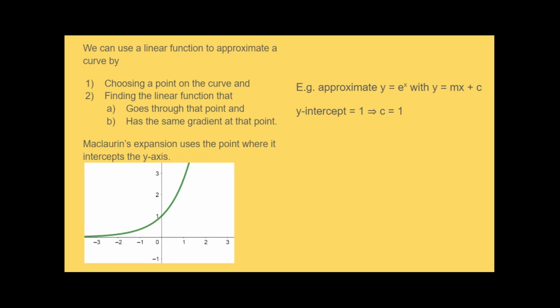Then we also need to know the gradient at that point. So the gradient, well, if we differentiate e to the x, it stays as e to the x. No matter how often we differentiate it, it stays as e to the x. And so again, our x value is 0. So at that point on the y-axis, when x equals 0, our gradient is 1. So what's the linear function which has a gradient of 1 and also a y-intercept of 1? For the sake of our series expansion, I'm going to rearrange it slightly and put it like that.